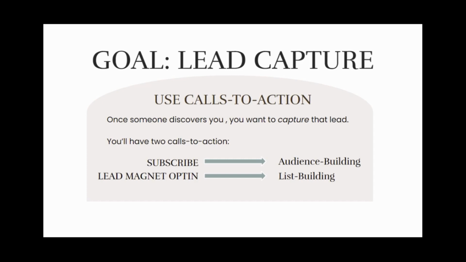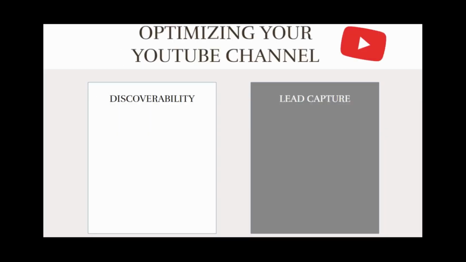Now we'll go through those three primary platforms and I'll show you how we're going to achieve these two goals of discoverability and lead capture specifically on each of these platforms. So number one, optimizing your YouTube channel. There on the left, this is what we're going to do for discoverability. We're going to use keywords in both the video title and the description. You can also use them in the thumbnail. The words on the thumbnail do not have to be the same as the video title. So that's another opportunity for keywords.